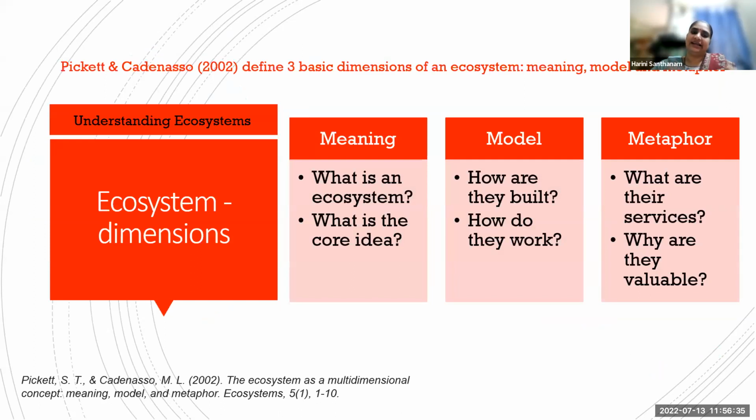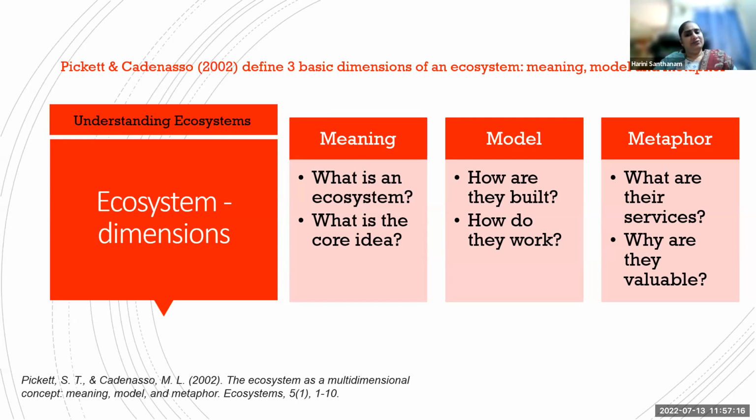So then now we understanding ecosystem means there are different dimensions for us to perceive. Pickett and Cadenasso in 2002, this is a very, very important publication that I have come across. They actually synthesize this very, very well. And they say that there are three basic dimensions for an ecosystem, which they classify under three different heads: meaning, model, and metaphor. So they say the first dimension when we look at an ecosystem is understanding what is an ecosystem and what is the core idea of an ecosystem that we have been looking at till now.